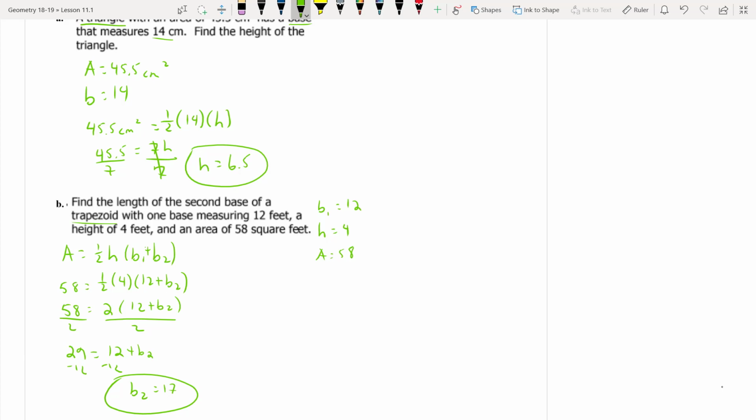So area is very simple. It's really just plugging in and solving. You're always going to be given enough information to solve these problems. So there's never going to be a point where you won't be able to find the missing piece. You will have to do some thinking at times, but you're never going to be left without enough information to solve these.